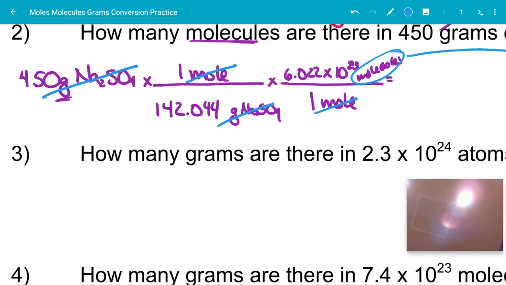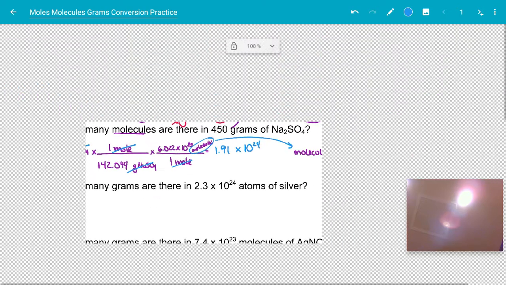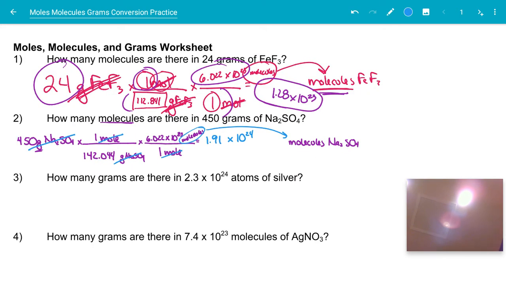So I'm going to go ahead and multiply it all out. 450 times 6.022 times 10 to the 23rd, equals, divided by 142.044 times 1, we don't have to worry about that, equals, and I got 1.907, so I'm going to round that to 1.91 times 10 to the 24th molecules. So shrink that up. It looks a little stupid, but there it is. That would be my answer for the next one.